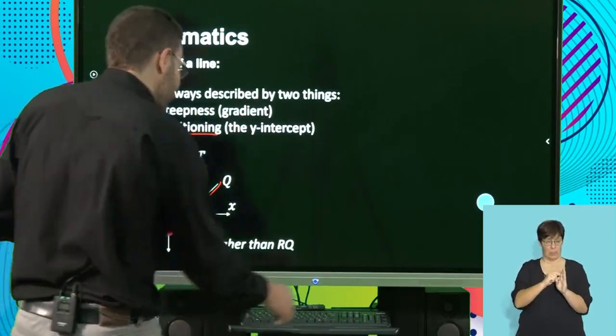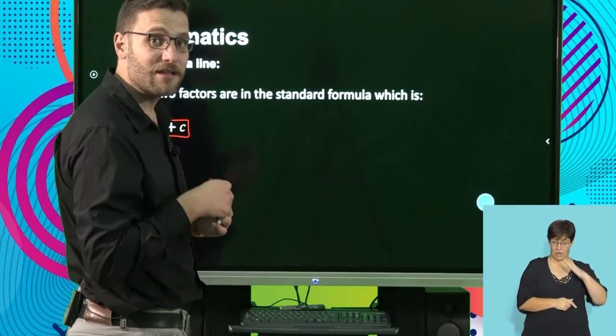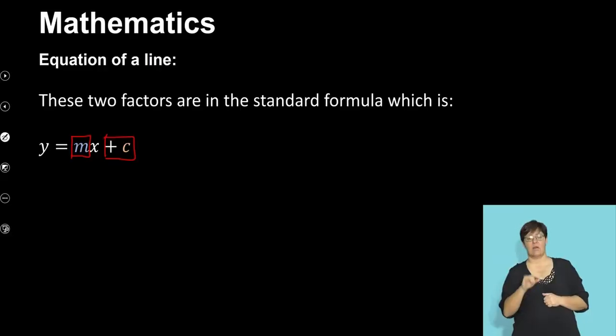And so the two things that describe a line are the gradient, which is m, and the y-cut, which is c. We've discussed this when we did functions. Our standard form is always going to look something like this: y = mx + c, where m is the gradient and c is the y-cut.